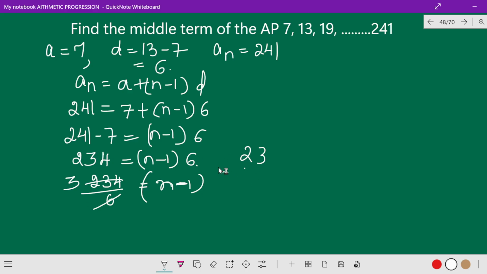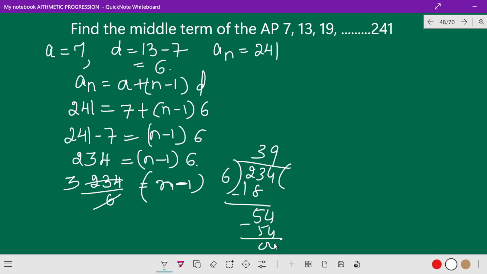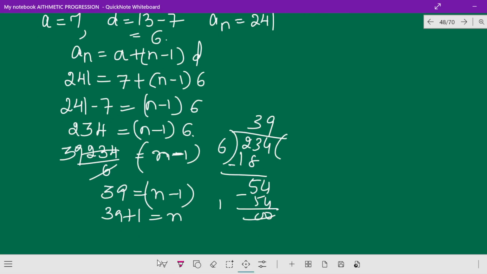If you want, you can just divide and see if you are not able to do the simplification. 234 divided by 6. 6 threes are 18, then 54. 6 nines are 54. So the answer is 39. Therefore, 39 is equal to N minus 1. Bring the 1 this side: 39 plus 1 is equal to N. So N is equal to 40.